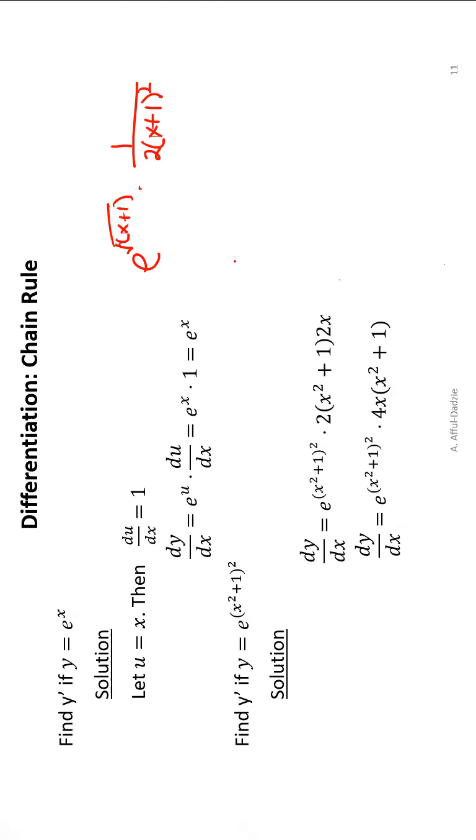So please, can I talk? Oh yes, please go ahead. What's your name, please? Israel, sir. Okay, yes, Israel. So I have e to the power root of x plus 1, multiplying x plus 1 all over 2.